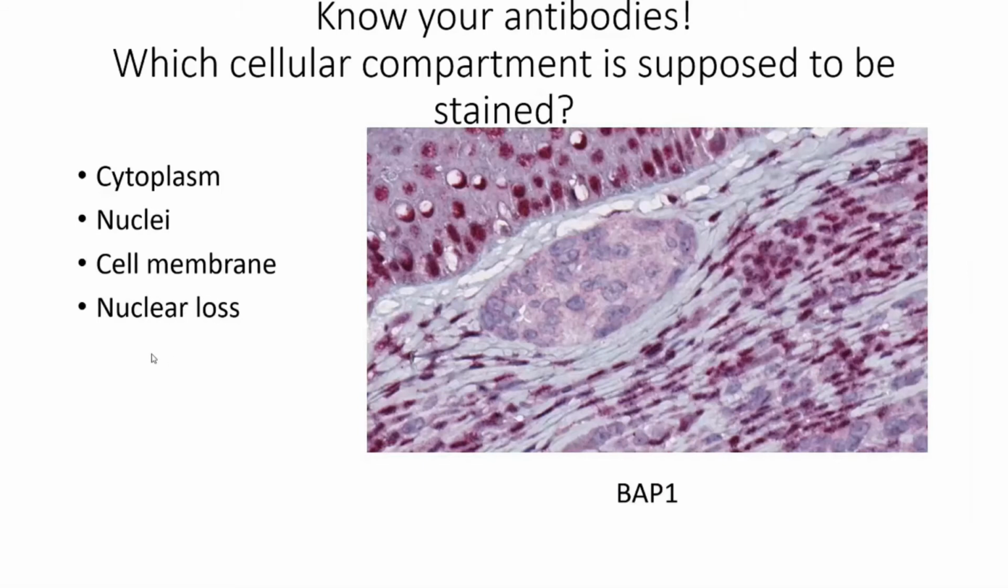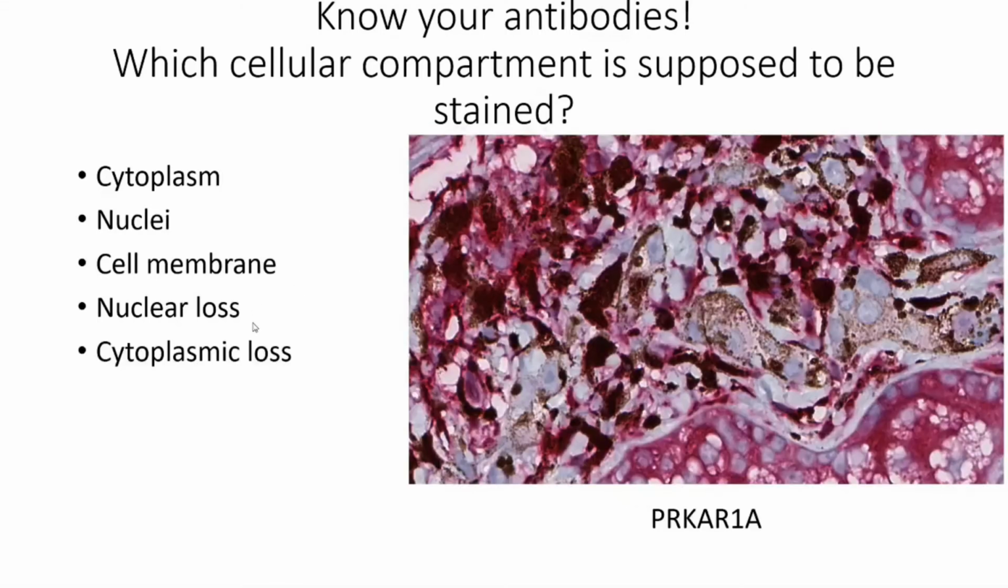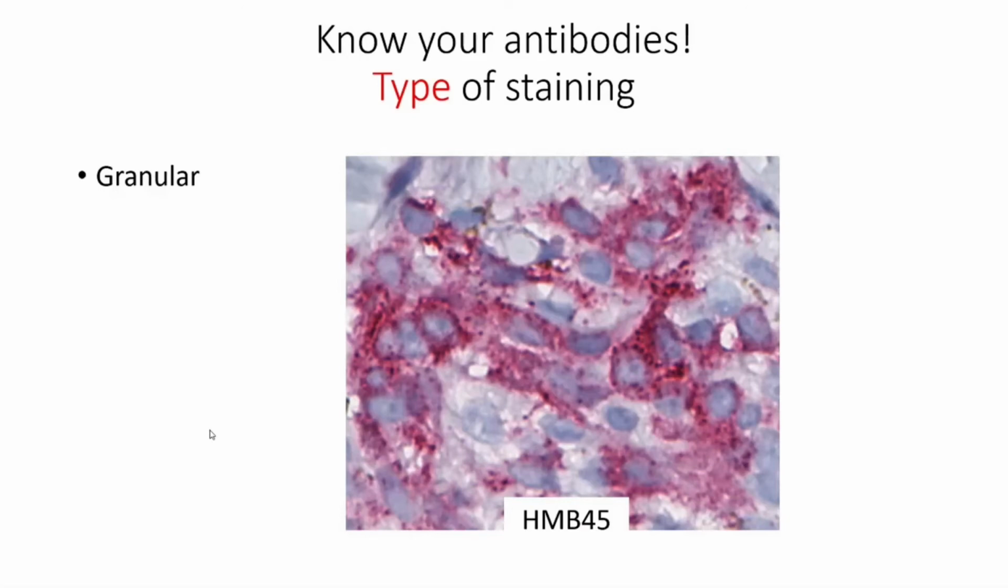Sometimes you will be looking for a nuclear loss. For example, for BAP1 here in this nest, all the nuclei have lost the BAP1 expression, with controls, of course, here in the epidermis. Another expression is cytoplasmic loss. You're going to look for PRKAR1 alpha loss here in this antibody, which is quite specific of pigmented epithelioid melanocytomas. Also, you have to know the type of staining.